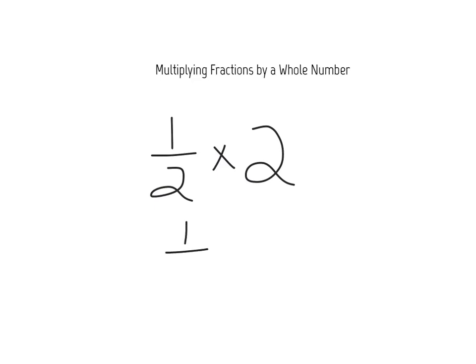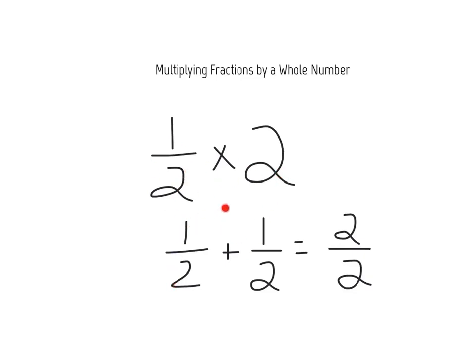All you're doing is 1/2 twice. And when you add 1/2 plus 1/2, you get 2/2. It is the same idea as multiplying a fraction times a whole number, is repeatedly adding those fractions. So really multiplying fractions is as simple as adding fractions. Let's take a look at a couple examples.